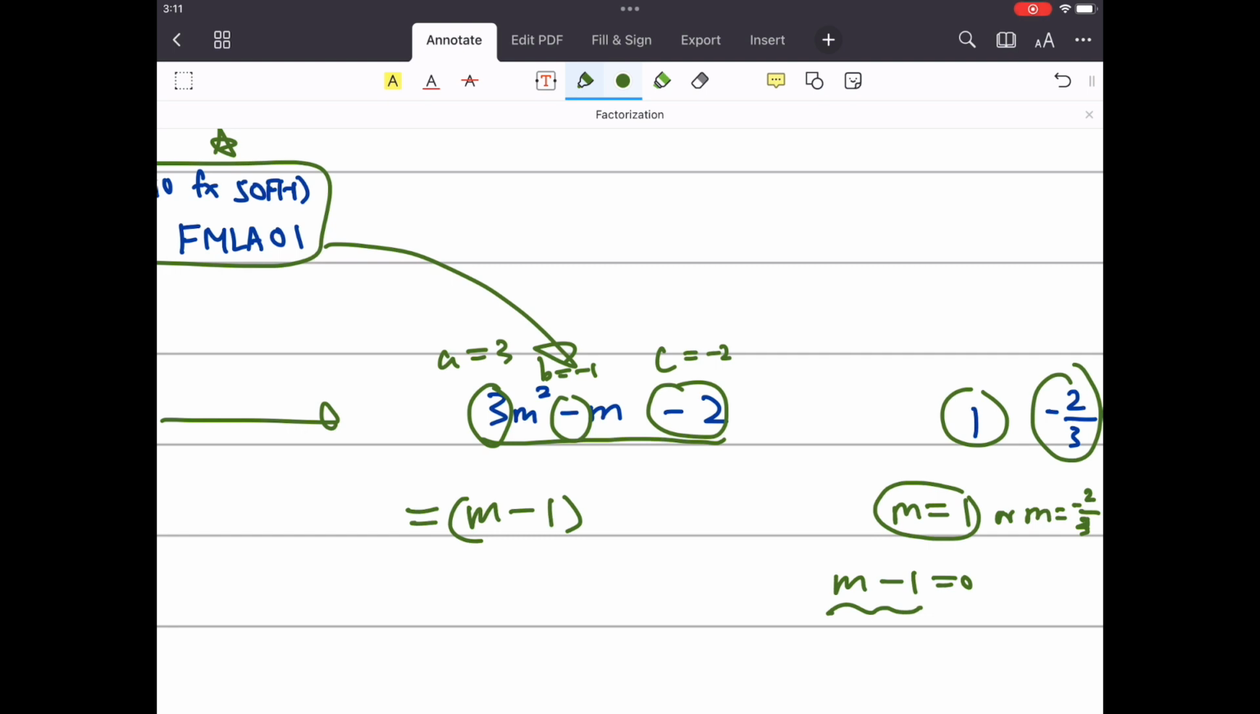For the second root, since we have the denominator 3, we need to multiply it to both sides, so we get 3m equals -2. And then we move the -2 to the left, and we will get 3m plus 2. So this expression is the second factor. Therefore, the answer is (m - 1)(3m + 2).